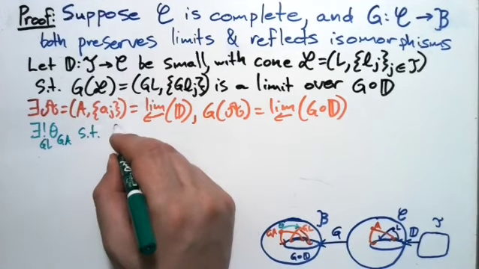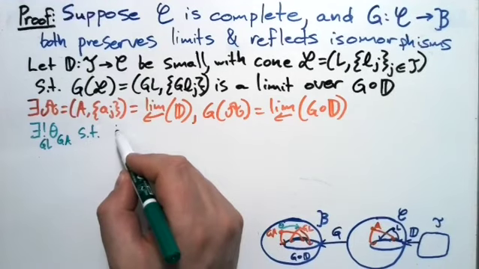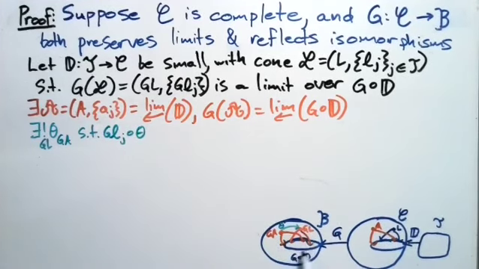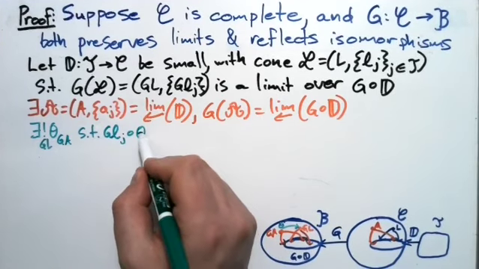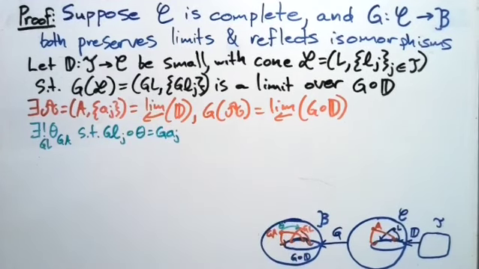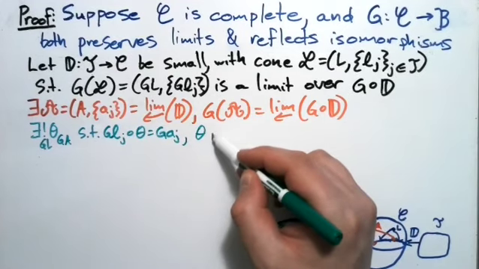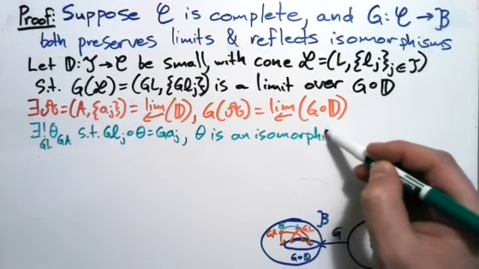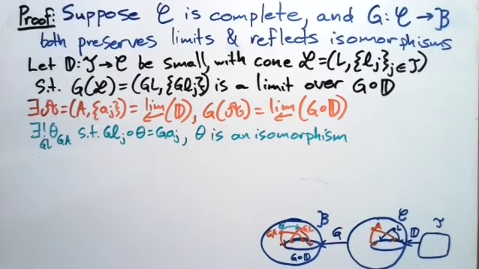So what that means is that GLJ after theta, so that's going this way, has to be the same as G of AJ, and that's for all J, right? Every leg commutes by theta, and we know that theta is an isomorphism, because any two limits are isomorphic, and they're isomorphic by the cone morphism between them.